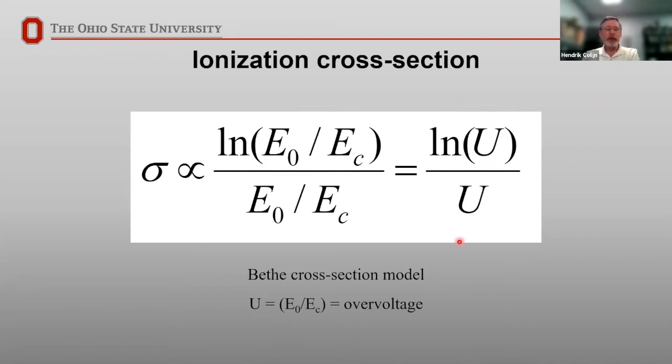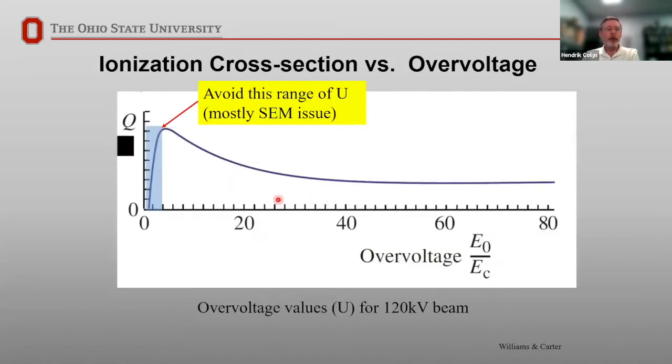If you look at this plotted out now, you can see that at a very low overvoltage, you're not going to ionize the atom at all. Once you get to the critical energy, an overvoltage of 1, now you start being able to ionize the atom. It will peak at an overvoltage of around 3 to 4, and then gradually drop off with higher voltages.